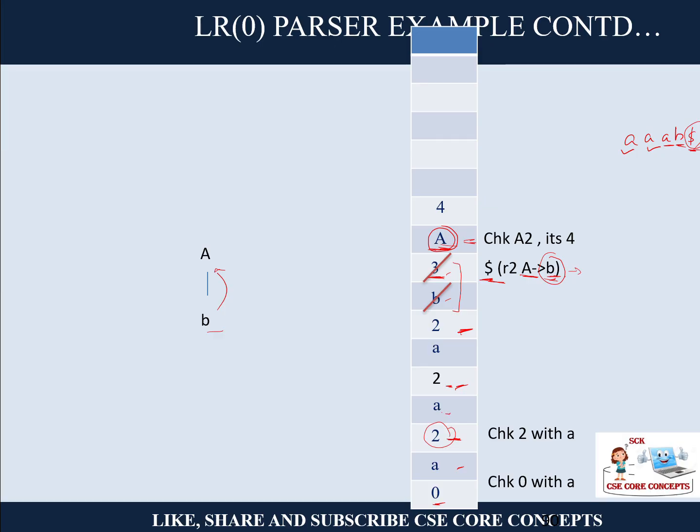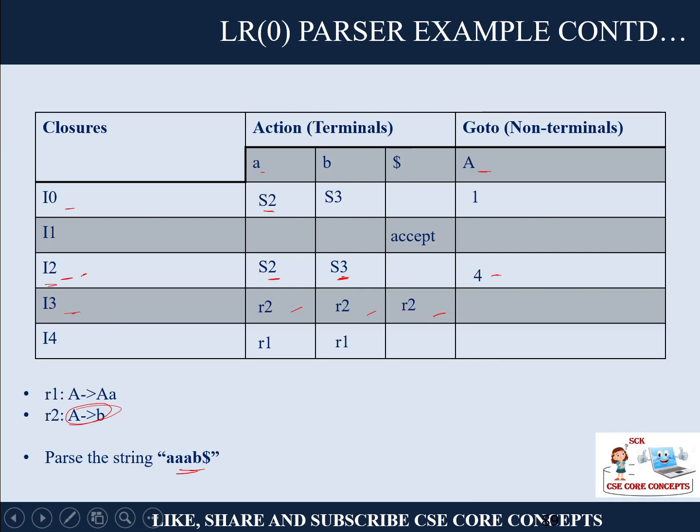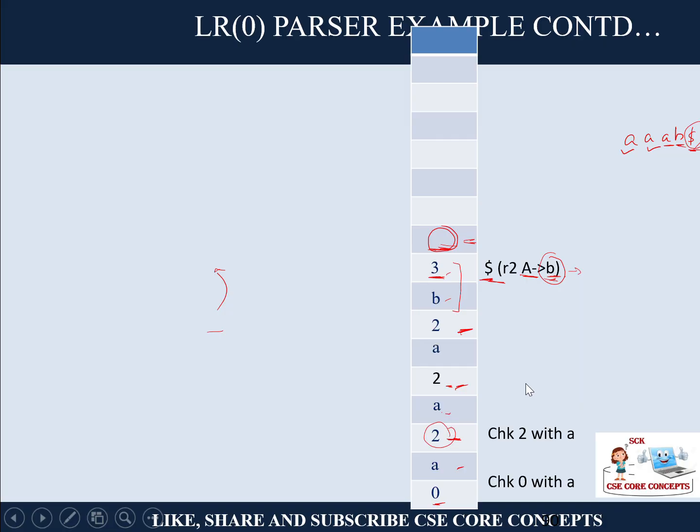What is the situation of $4? Let's see. Closure number 4 and dollar. It is also R1. Closure number 4 and dollar is R1, right? So which says rule R1 you have to apply. So when you have to apply rule R1, what is the rule R1? A to small a, capital A. How many elements? 2 elements. Double 4. So 4 elements you are going to pop.